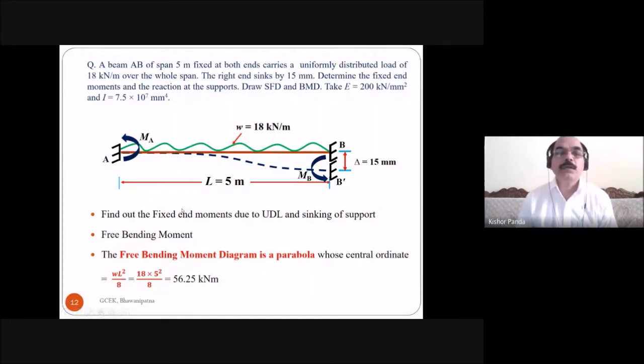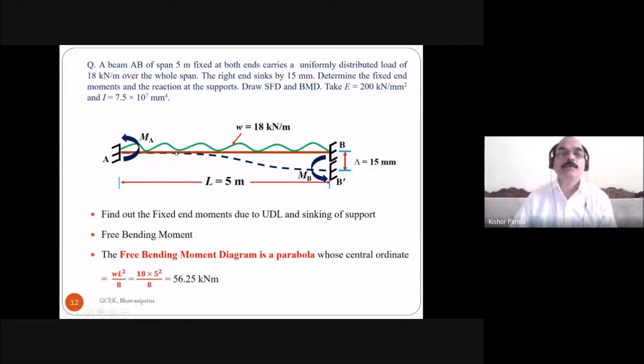So what do you have to do here? You have to find out the fixed moment due to the UDL and due to the sinking of support. You have to find out the fixed moment due to uniformly distributed load, and also due to the sinking of support. That is, the MA and MB that you will find out due to UDL and also due to the sinking of support.